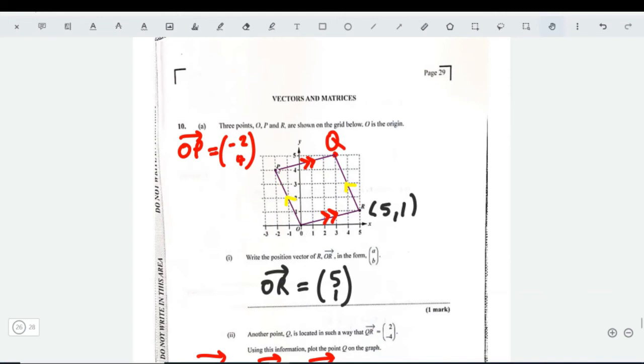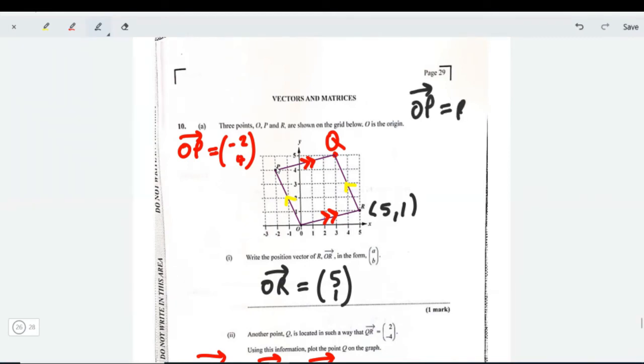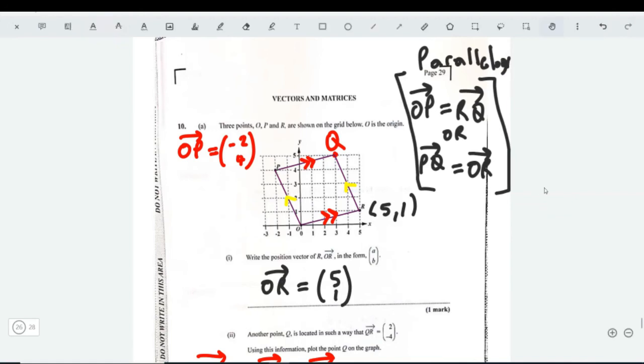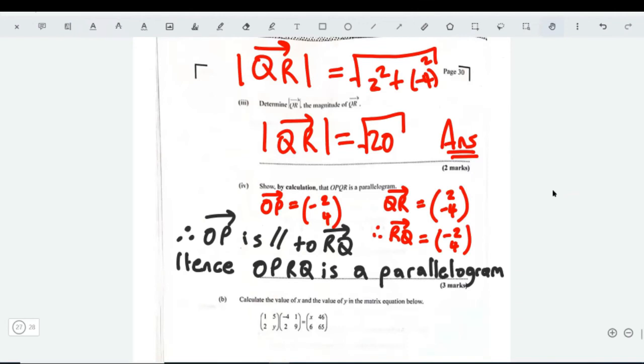So in order to prove that it's a parallelogram, you could have shown that vector OP is the same as vector RQ, or you could have shown that vector PQ is the same as vector OR. Any one of them would show that it's a parallelogram. That would be the proof of a parallelogram. So anyone you could have used to prove your answer. Now that's the one that I chose.